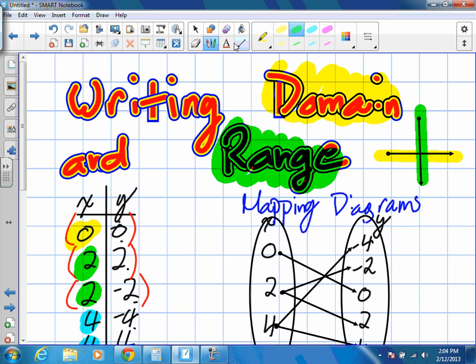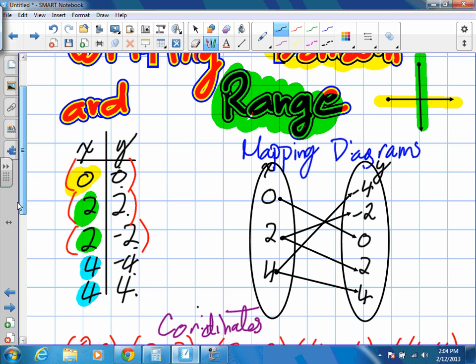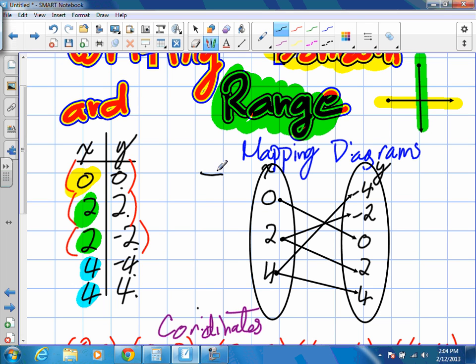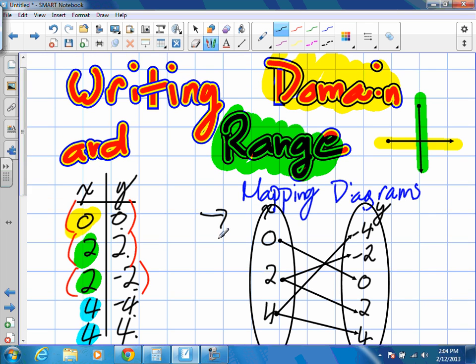Okay. What we're going to do is work on going from these forms into domain and range. That'll be easiest when doing this to actually look at a mapping diagram. We're going to do it from a table of values also, but I'm going to look at a mapping diagram. When we write domain and range, we don't repeat values. And in a mapping diagram, if you notice, we don't repeat any of the values. We only write them out once.